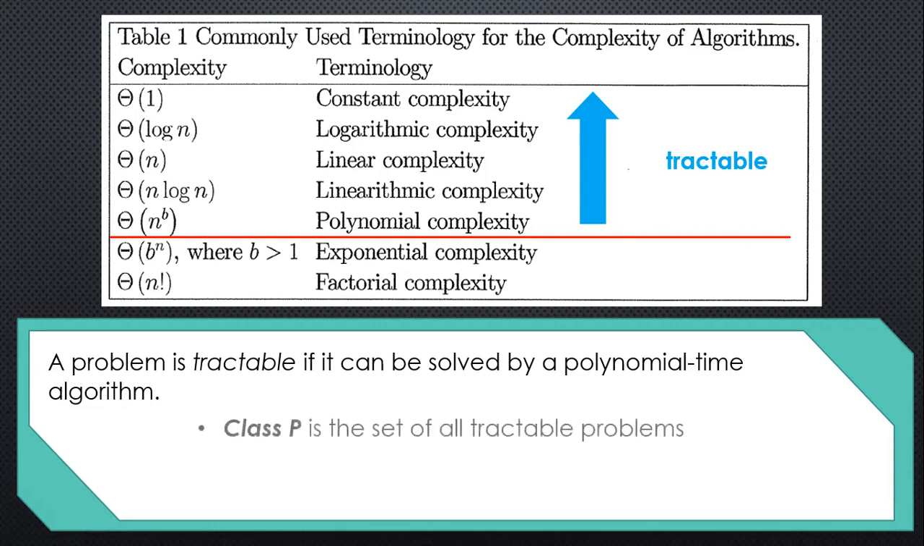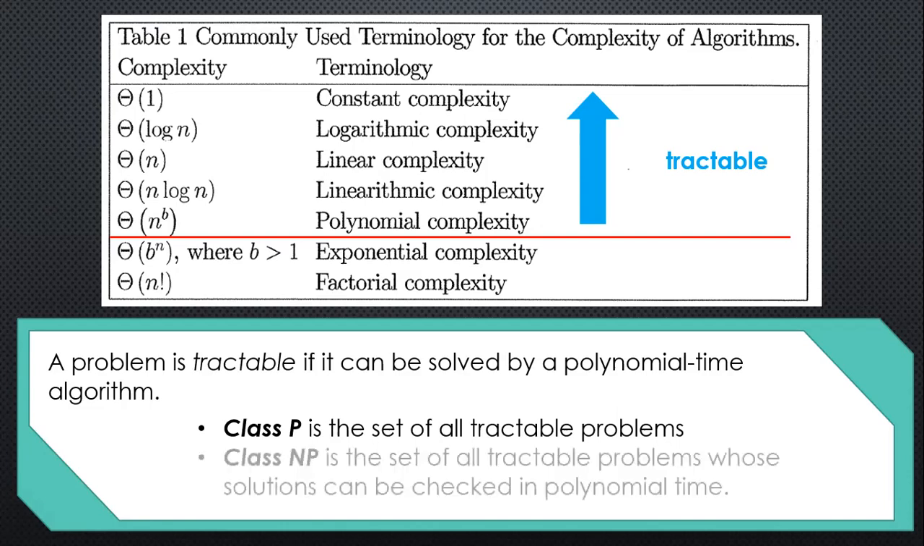So we call anything a class P if it is a tractable problem. So it's a problem that we have witnessed. We've come up with an algorithm that can solve it in polynomial or better time. Class NP is the set of all tractable problems whose solutions can be checked in polynomial time. So not that you can generate a solution, but you can check a solution.